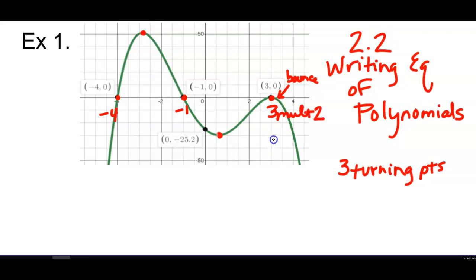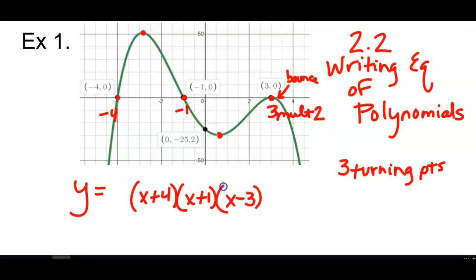a multiplicity of 2. So if we write the factors, we have x plus 4, with the -4 is the 0. We have x plus 1, because -1 is a 0. And then we have an x minus 3, because 3 is a 0. But in order to make the graph be tangent to and not crossing there, this needs an even multiplicity, so we're going to put a 2.